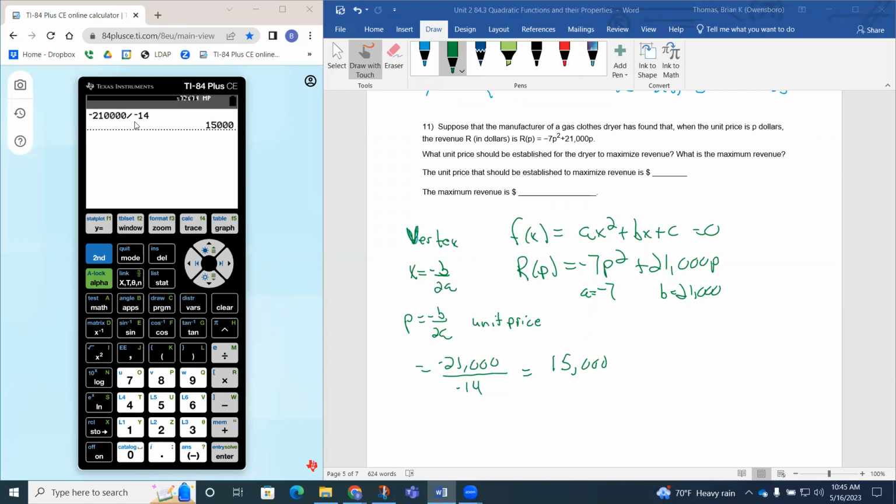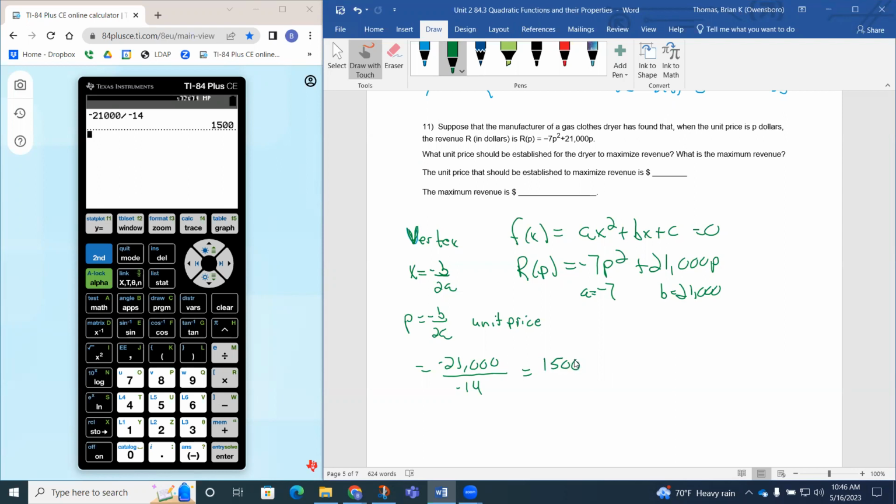What I'm seeing is I don't have negative 21,000 in here. I've got four zeros. So let's try that again. Negative 21,000 divided by negative 14. So 1,500 sounds like a more reasonable price for a dryer. Usually these problems are real world, so double check your math. I put one extra zero in there and made it not make sense. So 1,500 is actually the price of a dryer.